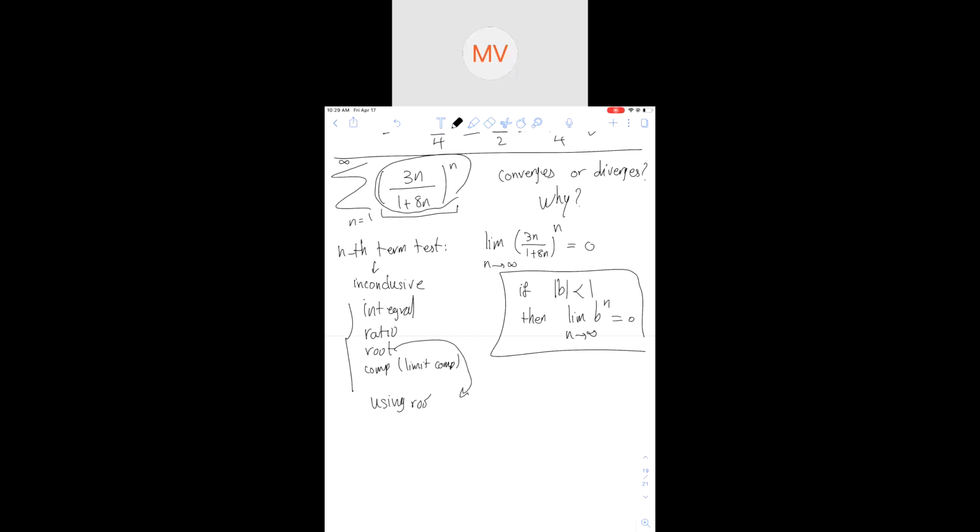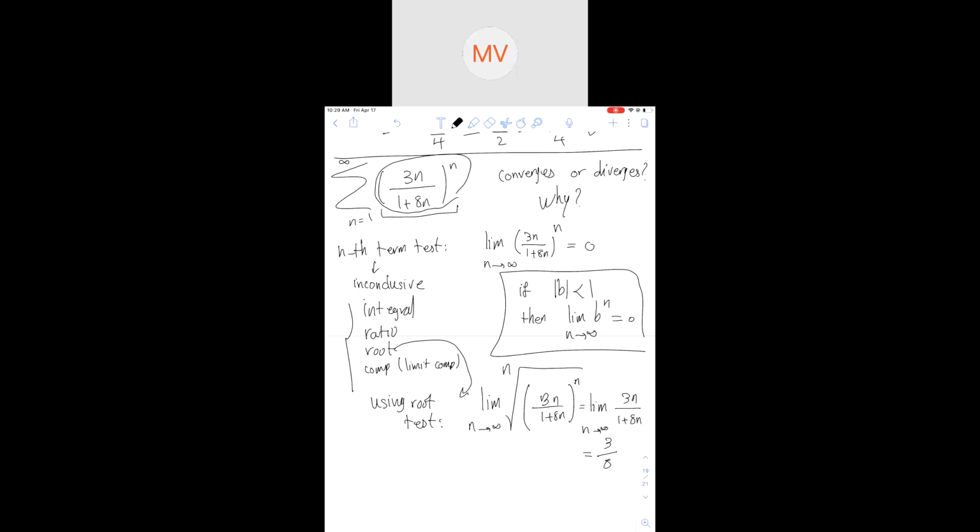Using root test, the limit of the nth root of our nth term as n approaches infinity. The nth power and nth root cancel out, and now we have 3n over 1 plus 8n as n approaches infinity. What's that limit now, Alex?